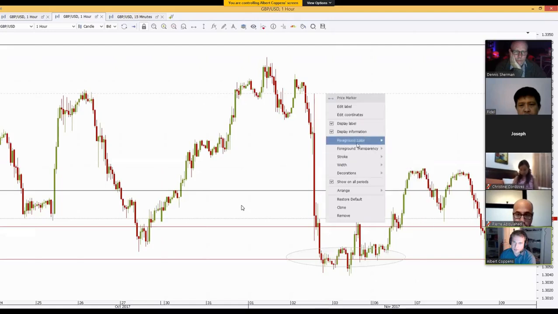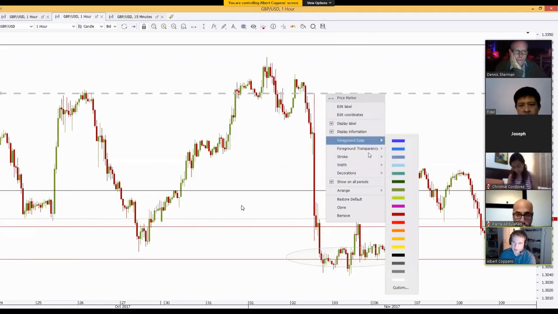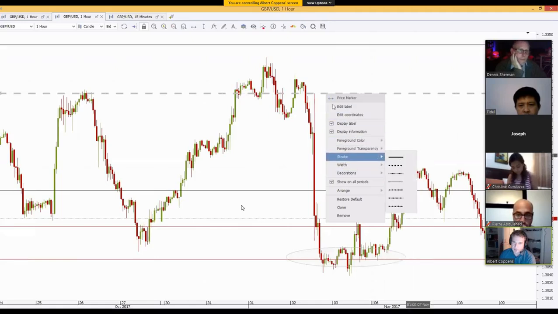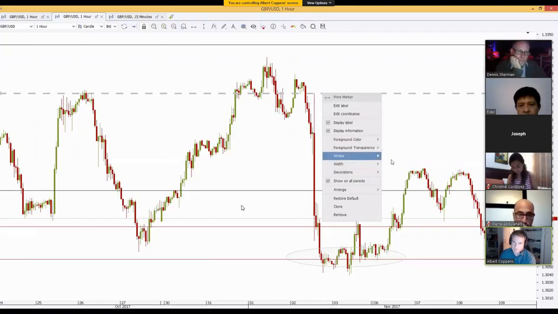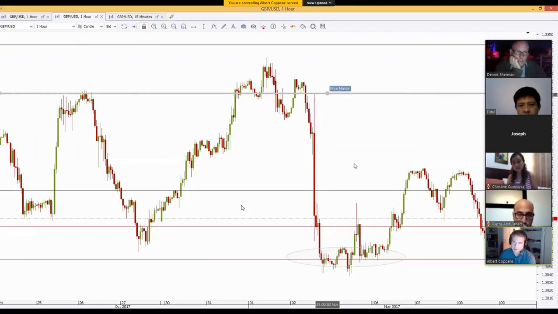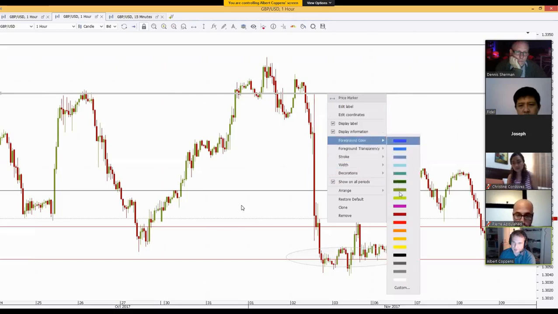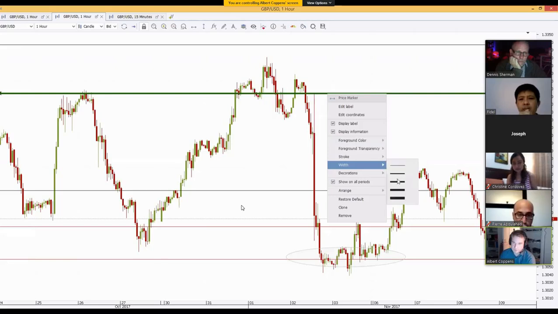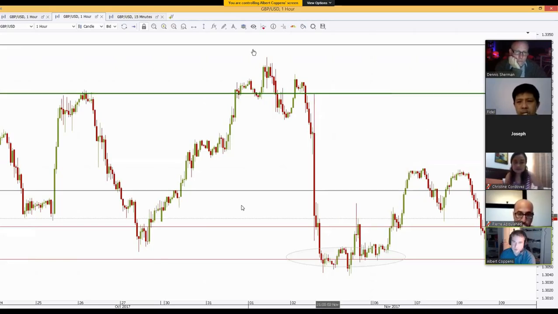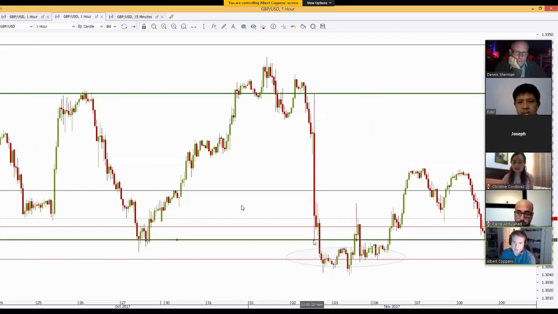Let me make the white a little bit thicker, and we do... Oh, I'm sorry. Let me get another color. Let me make this one green. Is that okay? Yeah. And we do another one right over here.